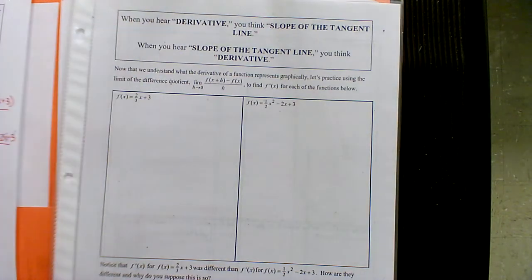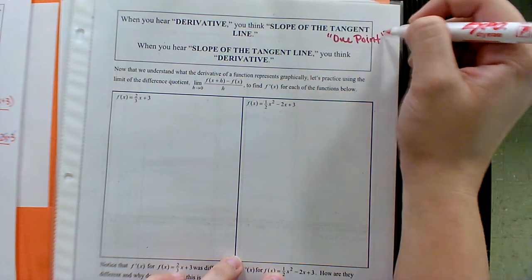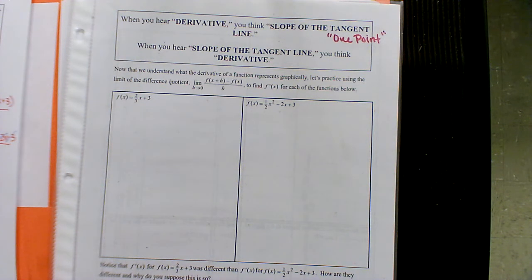Okay, big idea in this section: when you hear the word derivative, you think slope, and particularly the slope of the tangent line. Tangent meaning one point, one spot, one location. We'll eventually get to problems where that signifies one moment in time, at this particular instant. But today, we're just going to practice how we find the derivative.